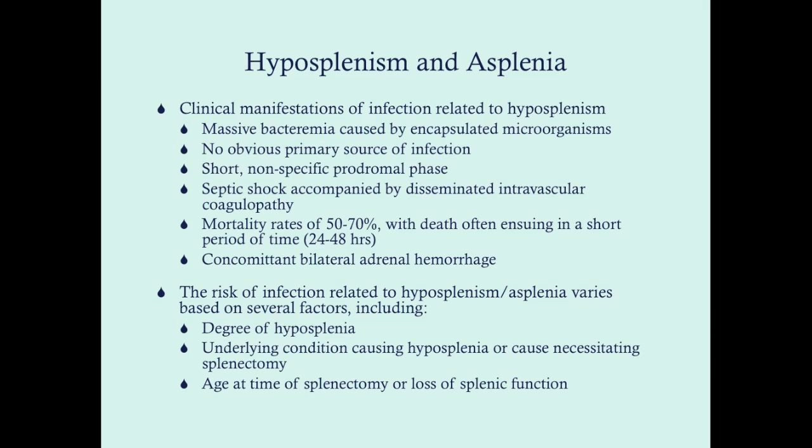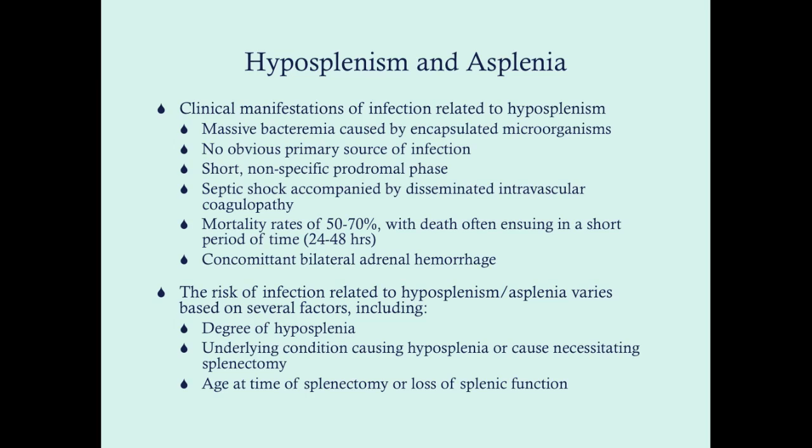The clinical manifestations of infection related to hyposplenism. What do they get? When they have an infection, they tend to have really nasty infections with a very fulminant course. So they'll tend to have a massive bacteremia caused by encapsulated microorganisms. Associate the spleen, associate the complement system, associate early antibody formation with the ability to clear out encapsulated organisms.